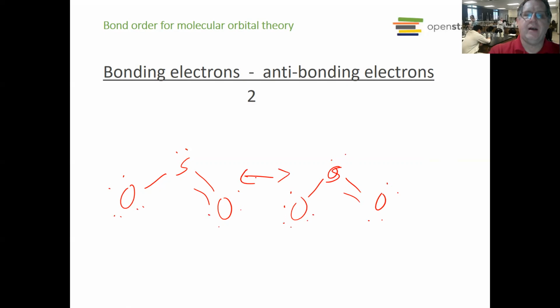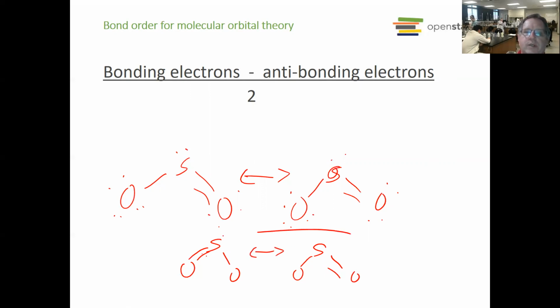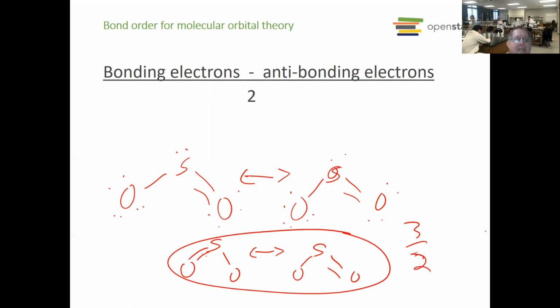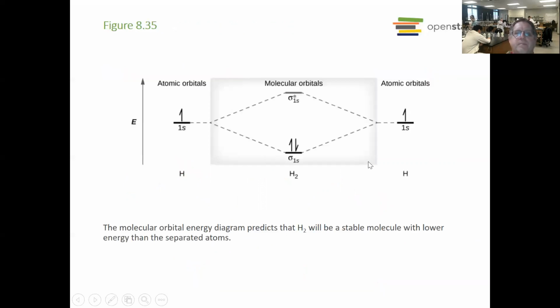Notice that I have one, oh, I did this wrong. All right, so I'm supposed to have this flipped. So let's see if I can do this again. I've got 1, 2, 3 bonds here and 2 resonance structures. 3 bonds over 2 resonance structures gives me a bond order of 1.5. So I can get fractional bond orders even through the valence bond theory.